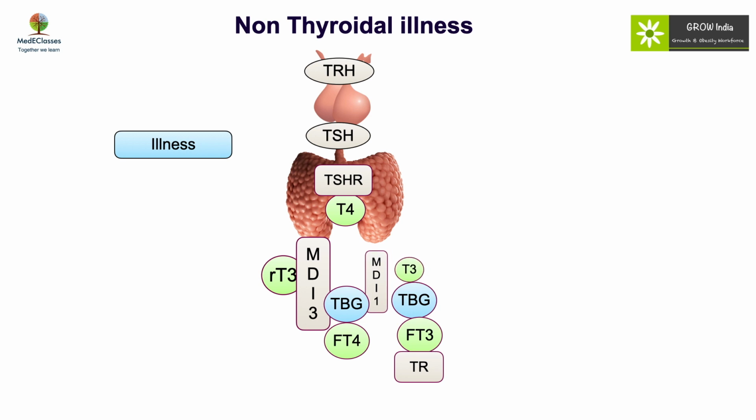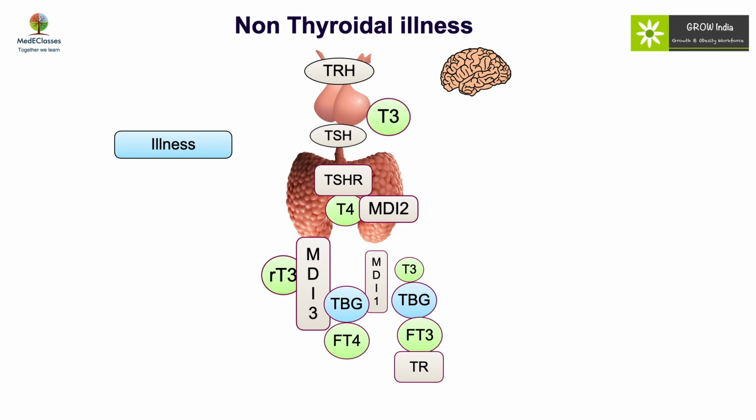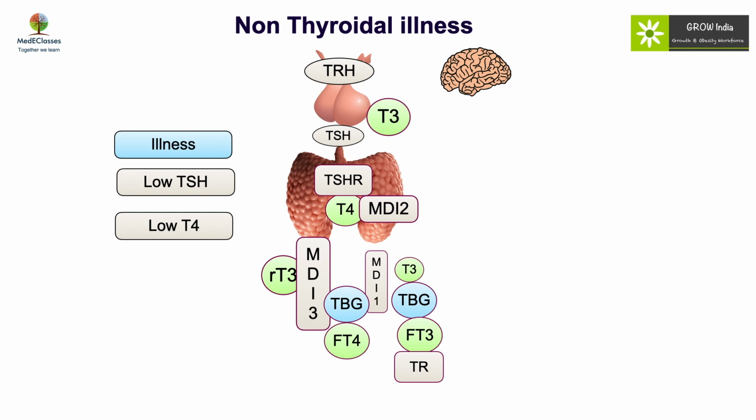But to ensure that the brain has enough thyroid, it increases the local monodeiodinase 2, causing a greater level of T3 in the brain, causing suppression and low levels of TSH. So typical findings in the setting of illness are low TSH and low T4, which can often be confused with what is known as central hypothyroidism. But remember, this constellation of low TSH, low T4, low FT4 and low FT3 indicates most likely a non-thyroidal illness.